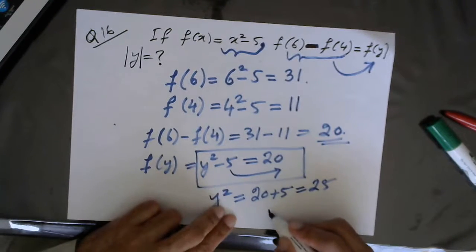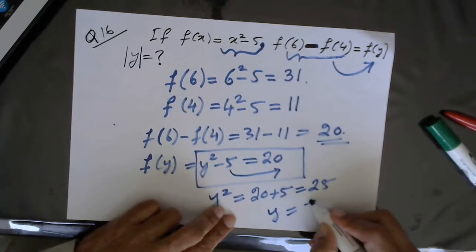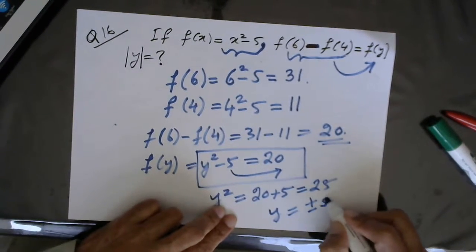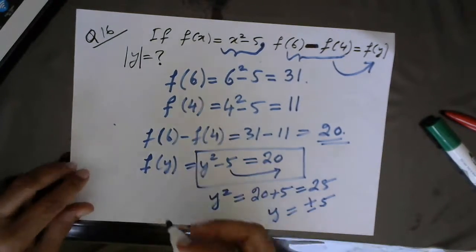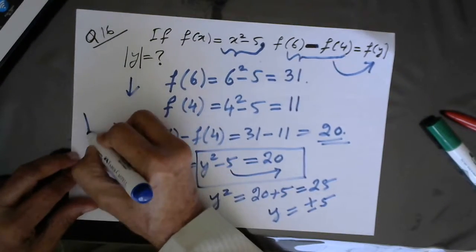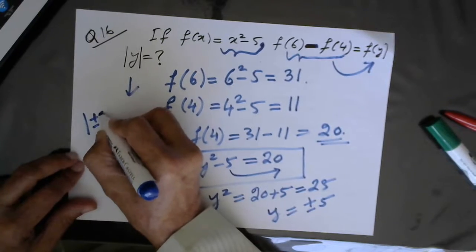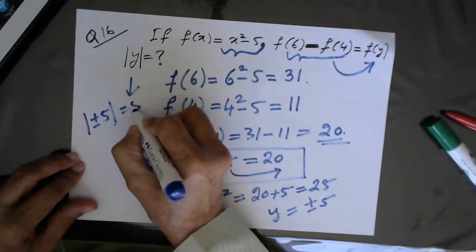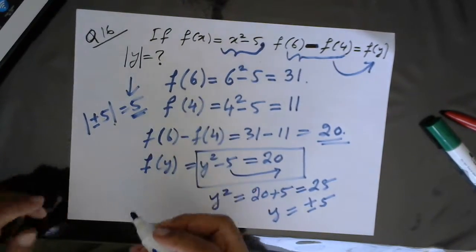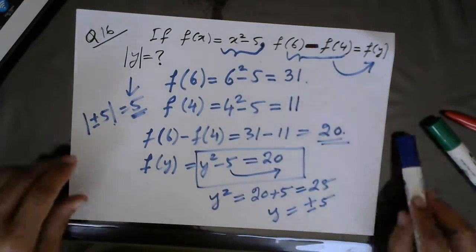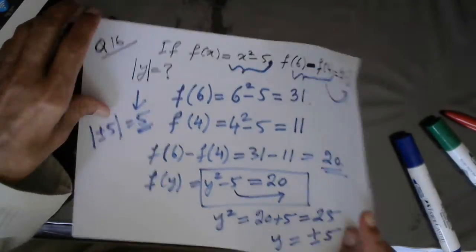So taking the square root, y will be plus 5 or minus 5. But we are required to find modulus of y. So modulus of plus 5 or minus 5 is 5. So what is the answer? The answer is 5. I hope it is clear. I wish you good luck.